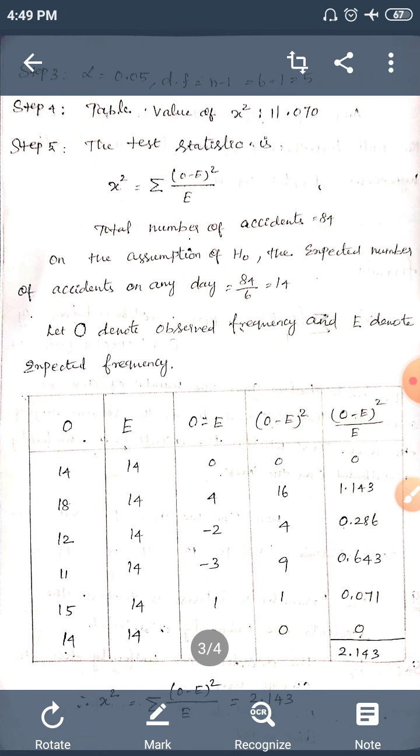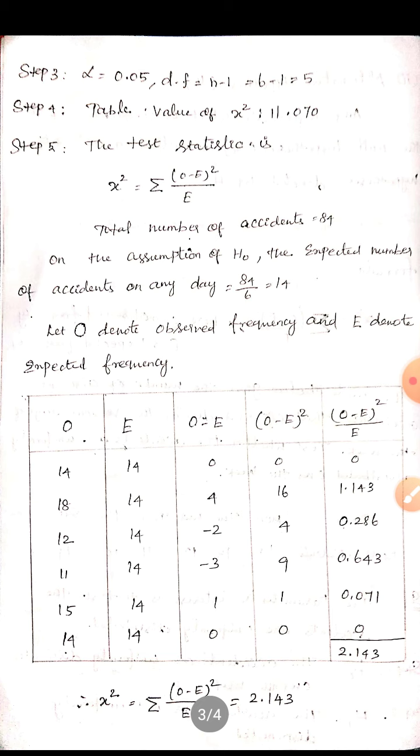Then step 3: alpha, at 5% level of significance, since there is no mention at all. The degrees of freedom is n minus 1. The number of data is 6, so 6 minus 1 is 5. Then step 4: chi-square, which we can find from the given table. In your examination, the table will be provided. The chi-square table value is 11.07.